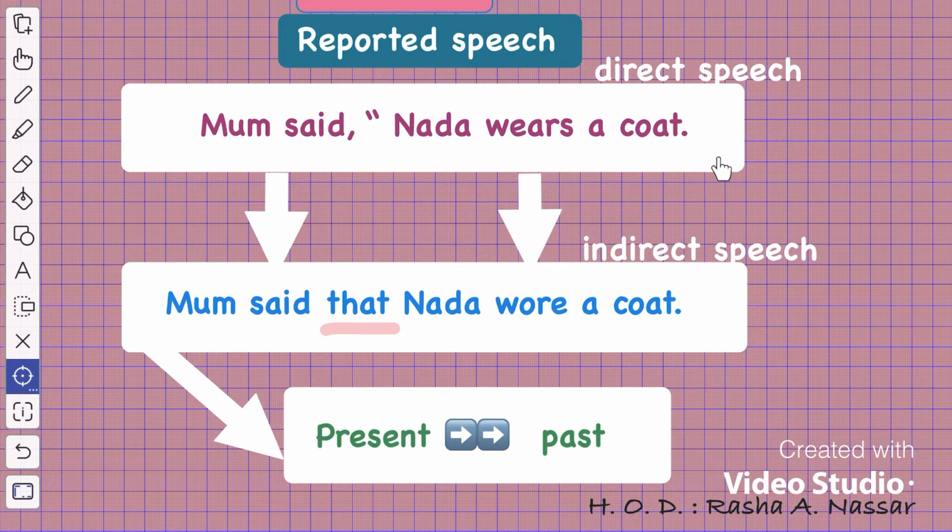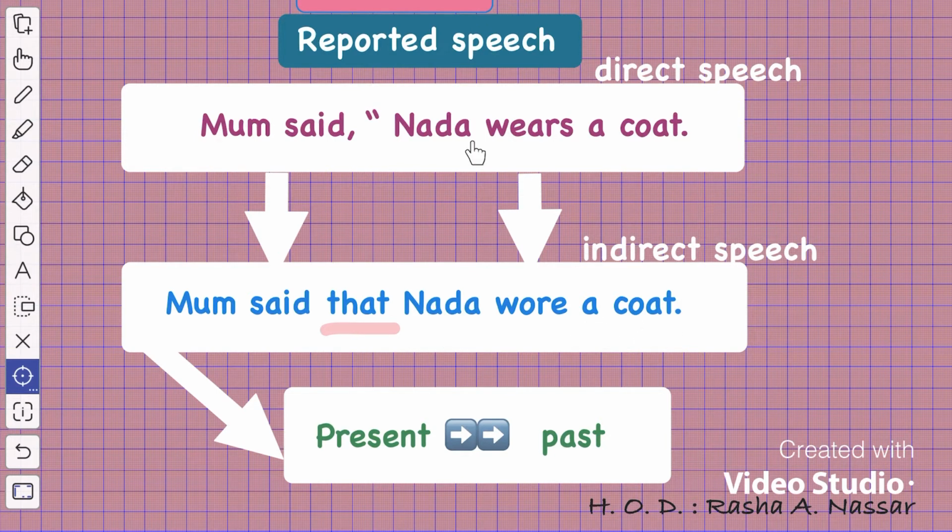Direct speech, which is very clear in this example: Mom said, "Nada wears a coat." This is the direct speech. This is the sentence that my mom said. Now here in indirect speech, I want to tell someone what Mom has said. So I will say, Mom said that Nada wore a coat.